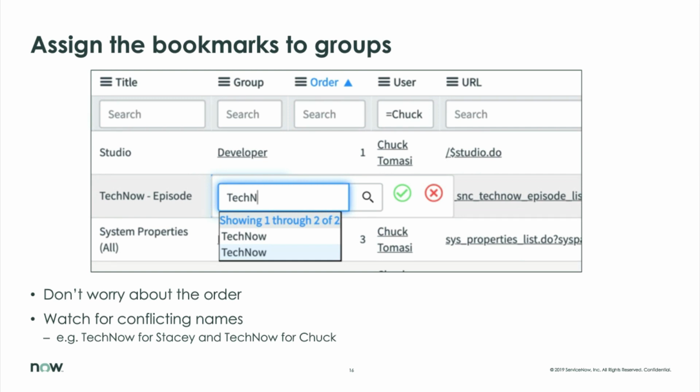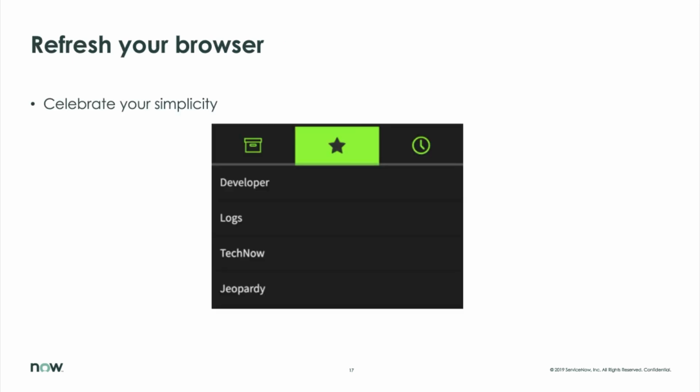Just watch out for conflicting names. As you can see here, Stacy Bailey has one called TechNow. I have one called TechNow. You're going to need to learn is it the first one or the second one. Or you could change your display name to TechNow Chuck. That's how it will display on the left hand. You and your colleagues will have to figure this out. Since I'm on very few systems where I have multiple people doing this particular trick, I don't need to worry about it. But if you are, you'll want to be aware of that. You may have conflicts. Refresh your browser and celebrate your accomplishment with the simplicity you've just done.